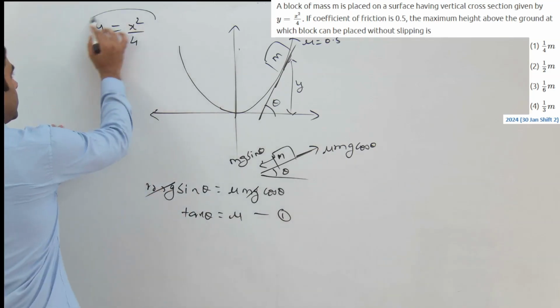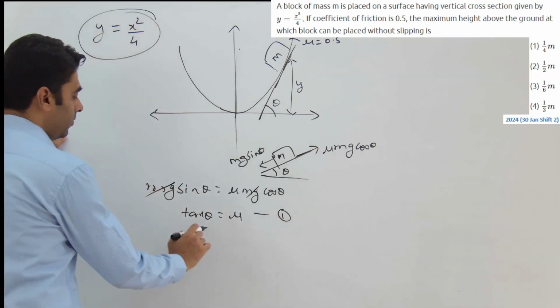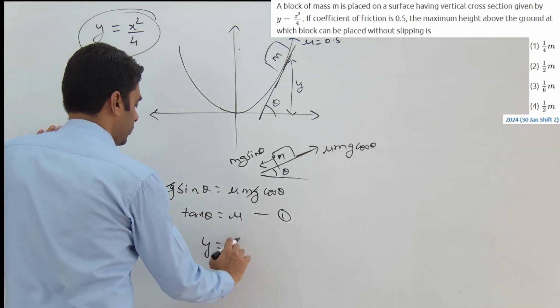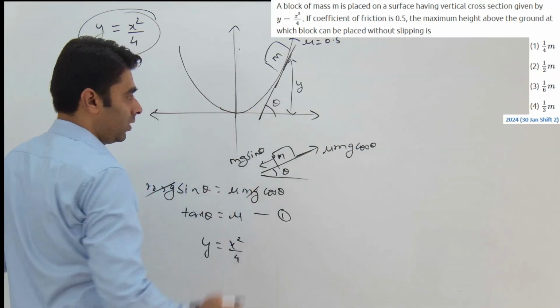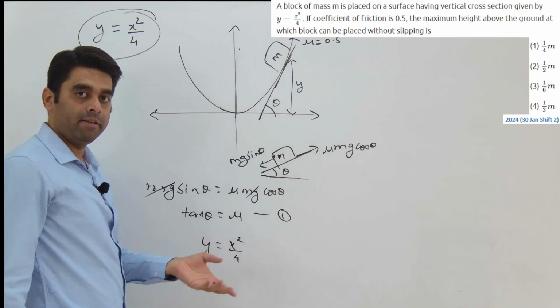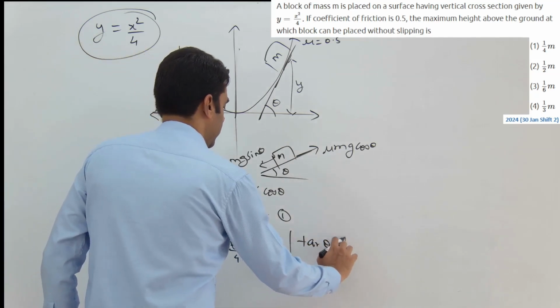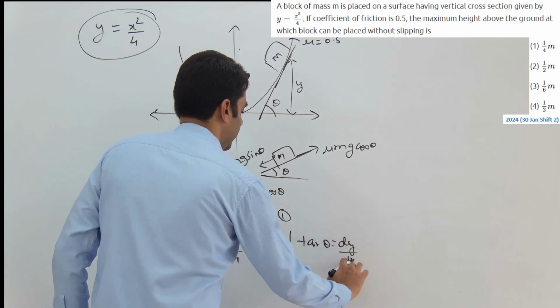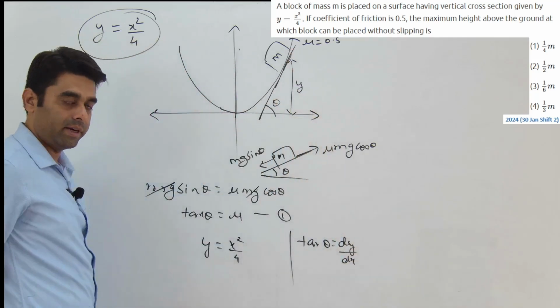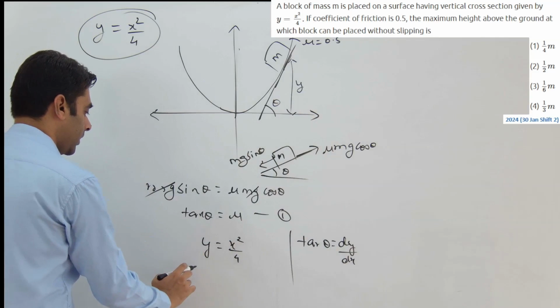See, this equation is given to us, y equals x square by 4. In this case, what will be tan theta? Tan theta is basically dy by dx. So over here, tan theta will be dy by dx. So let us differentiate this. What can I write?